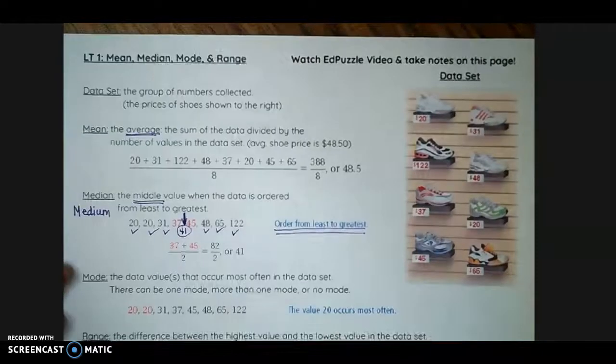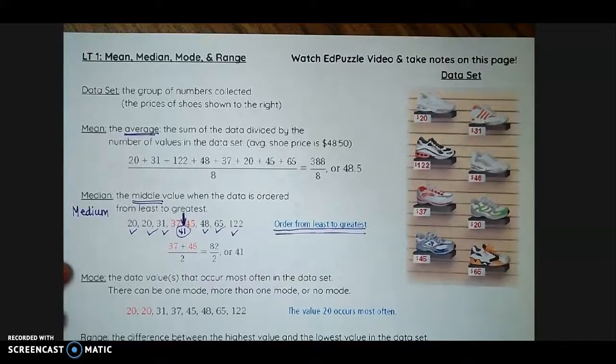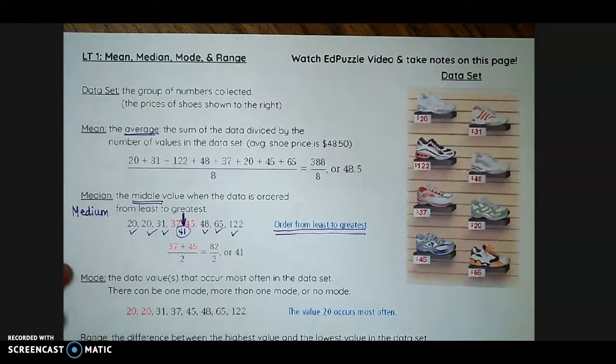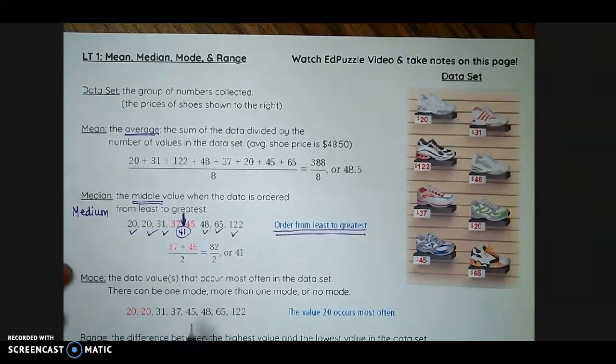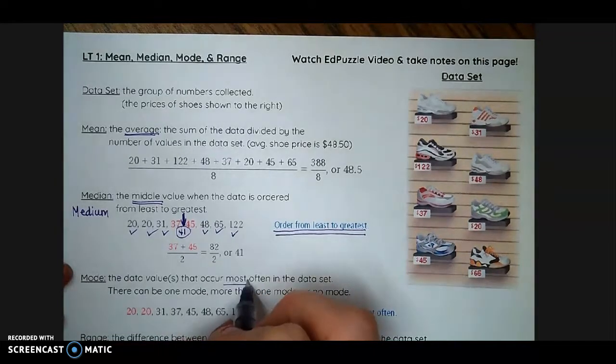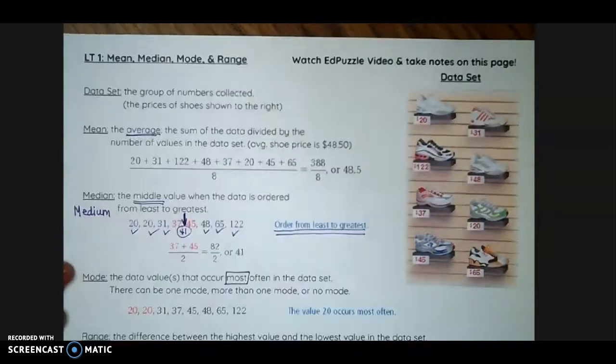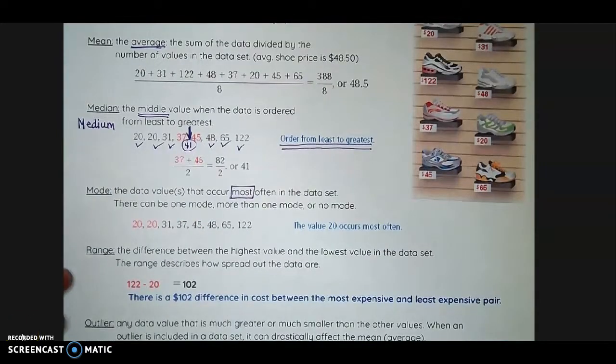The mode is the one that happens the most. So if there are data points that repeat themselves. So for instance, in our data set, we have the number 20 twice. There are 2 different shoes that cost $20. So that is called the mode. It's the one that occurs most. The next vocabulary term we're going to look at is the range.